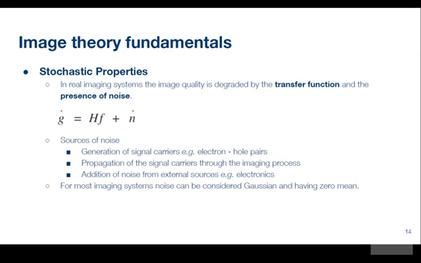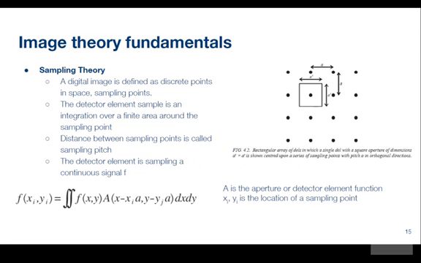Now, for most imaging systems, this noise can be considered Gaussian, and it's centered on a zero mean, if you like, but it will have some finite width. So any signal that we measure is going to have a spread of potential values characterized by a Gaussian function.